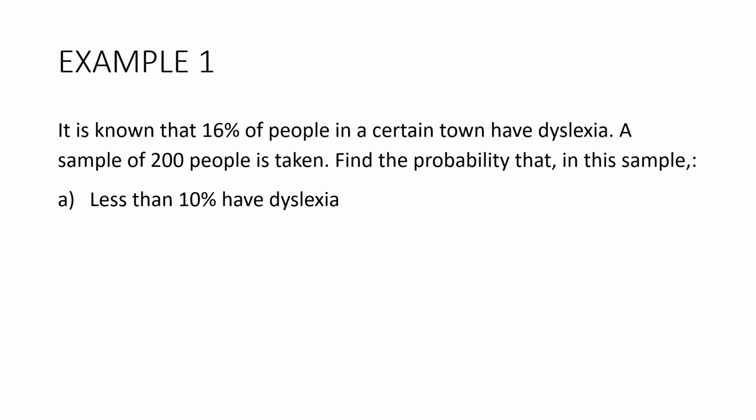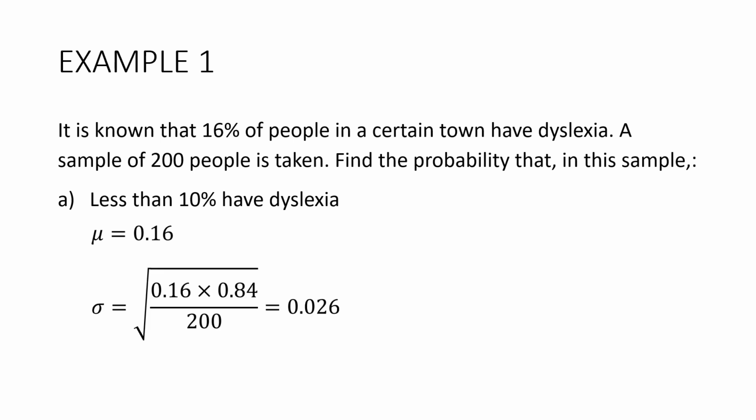Now we can tell that this is a sample proportion question because of this number here. It's not the number of people in the town who have dyslexia, it's the proportion of people. So we're going to use our formulas for sample proportion for mean and standard deviation. So the mean is going to be 16%. And standard deviation is the square root of p multiplied by 1 minus p all over n, which is 0.026. Now we can distribute our sample proportions, or our p-hats, as normal with mean 0.16 and variance 0.026 squared.